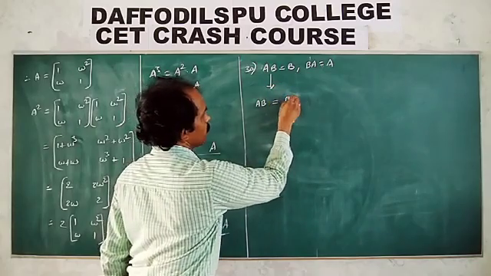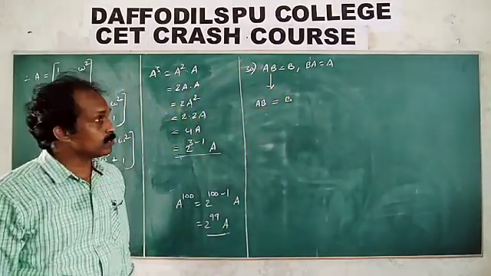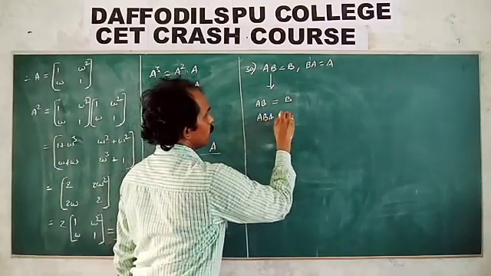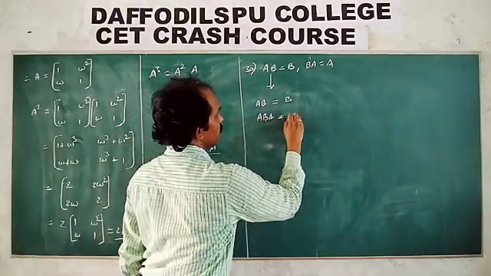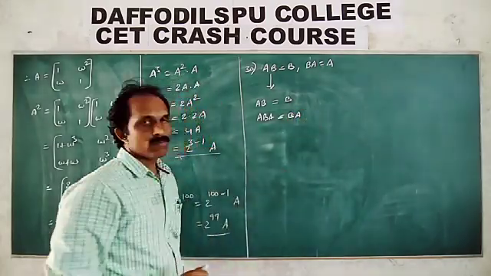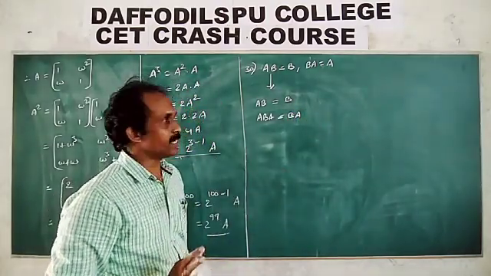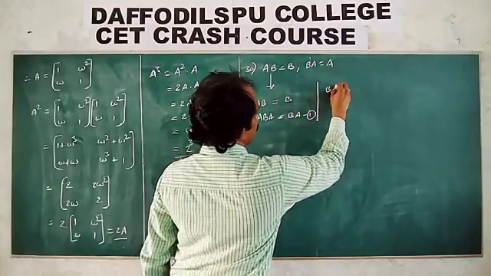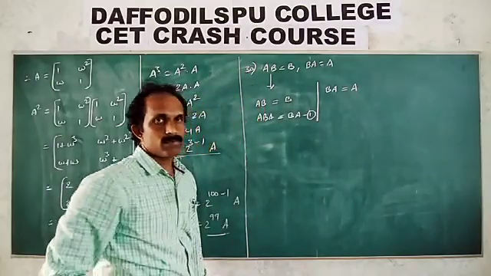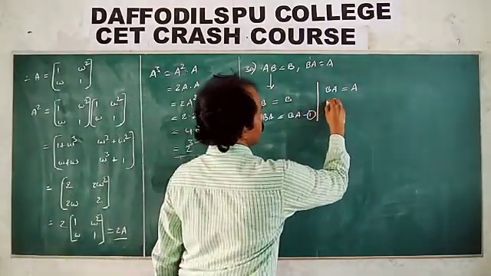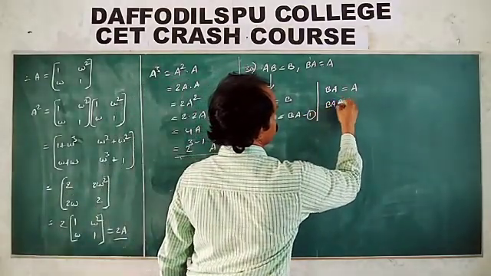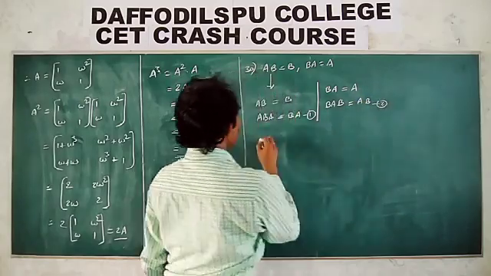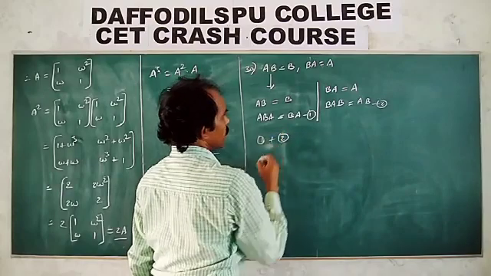First you take this one. AB is equal to B. Multiply A on both sides: A into AB is equal to AB, that is ABA is equal to BA. Right. This is number one. From this, BA is equal to A. Multiply B on both sides. This is number 2. So add 1 plus 2.